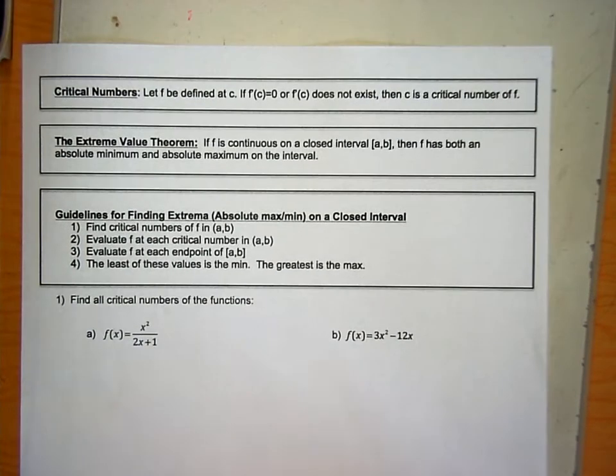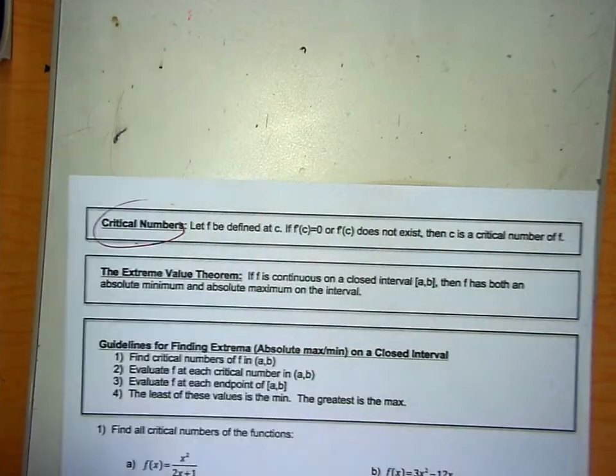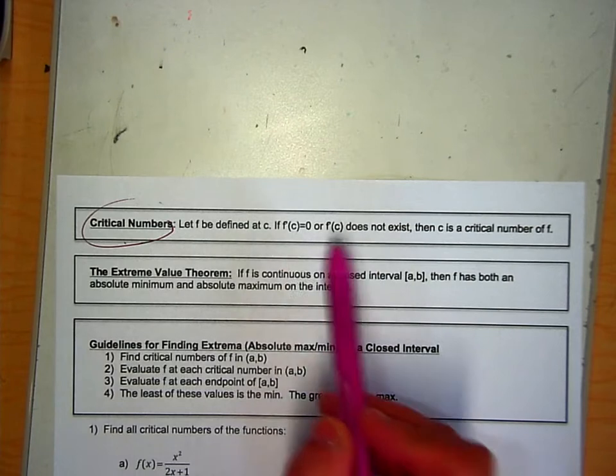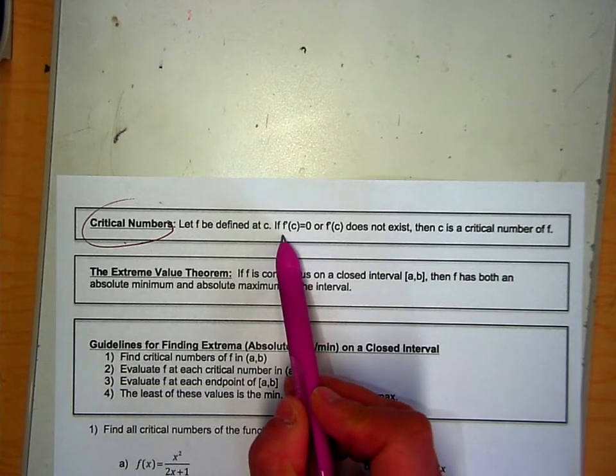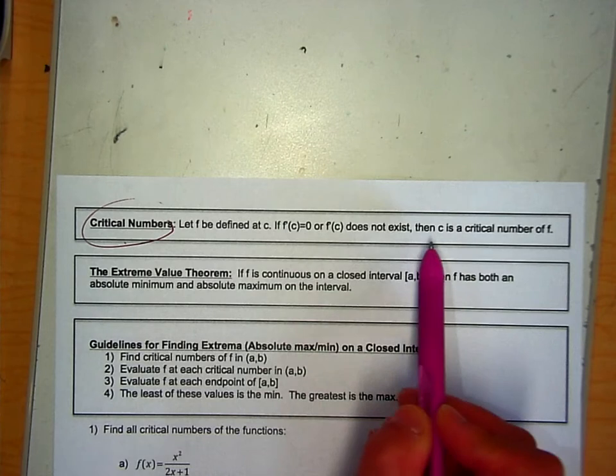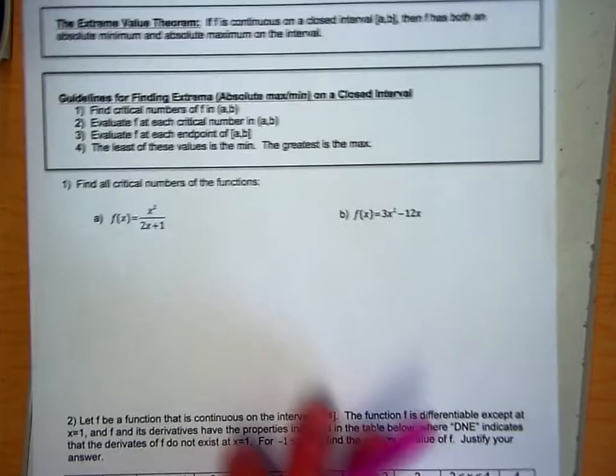New vocabulary word we're going to learn about today is a critical number. You're going to make a note card on just this one word. A critical number is basically any place where the derivative is equal to 0 or the derivative does not exist. Okay, so let's look at these two examples.